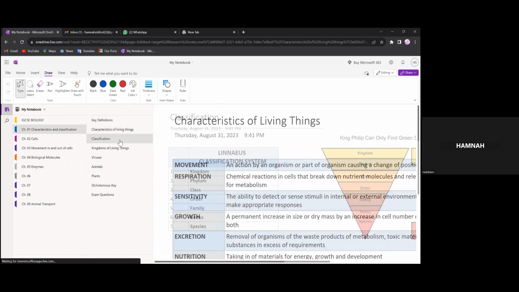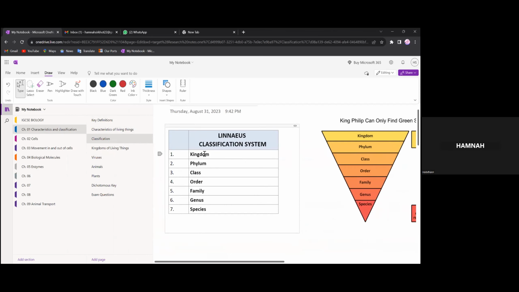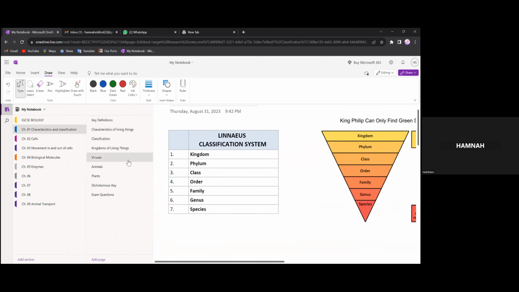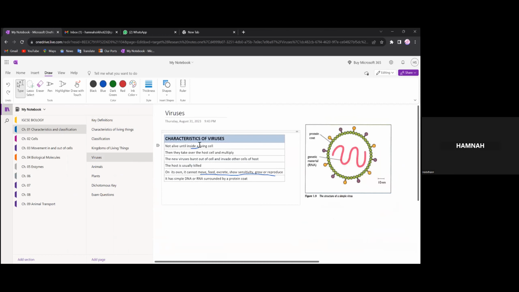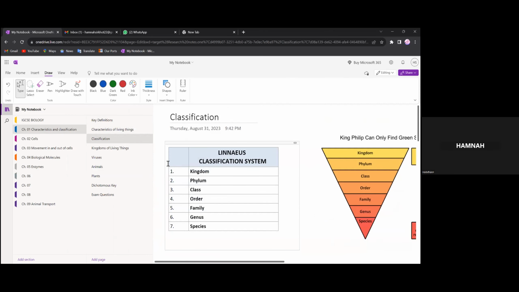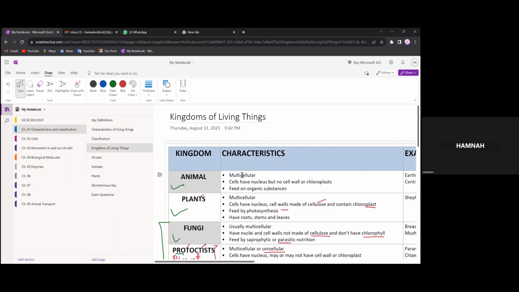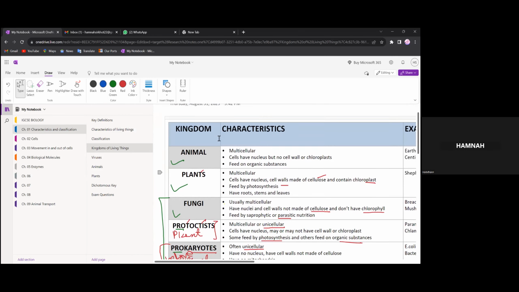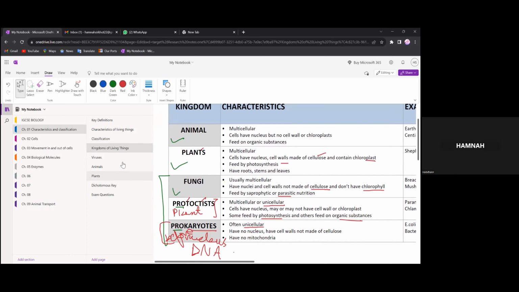Like you learn classification, you write classification, and then you just write kingdom, phylum, class, or every pointer. You just write small points. You don't have to write all of this down, but I need you to write down everything that you studied, right? I taught you classification, write down classification, and write kingdom, phylum, class, order, family, genus, species. I would ask you to write down, when I say kingdom, and then you just write the names: animal, plant, fungi, protista, prokaryotes.